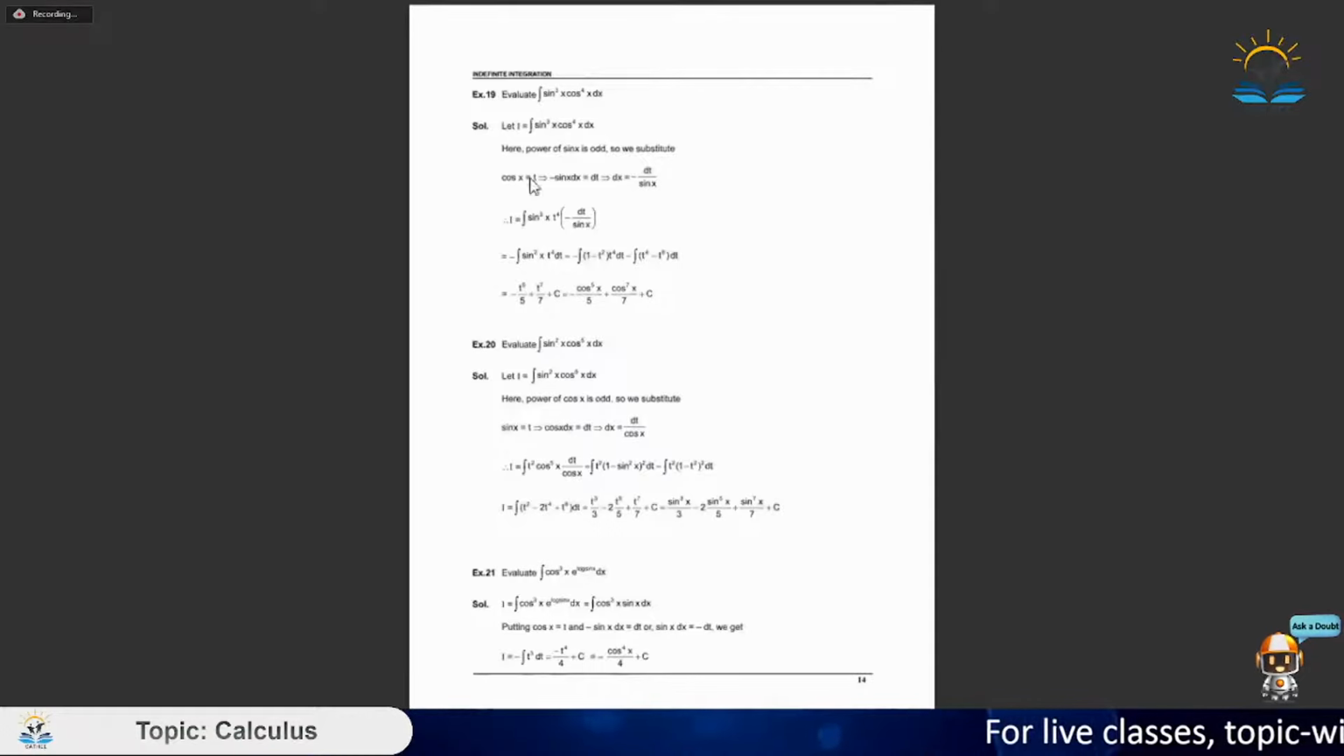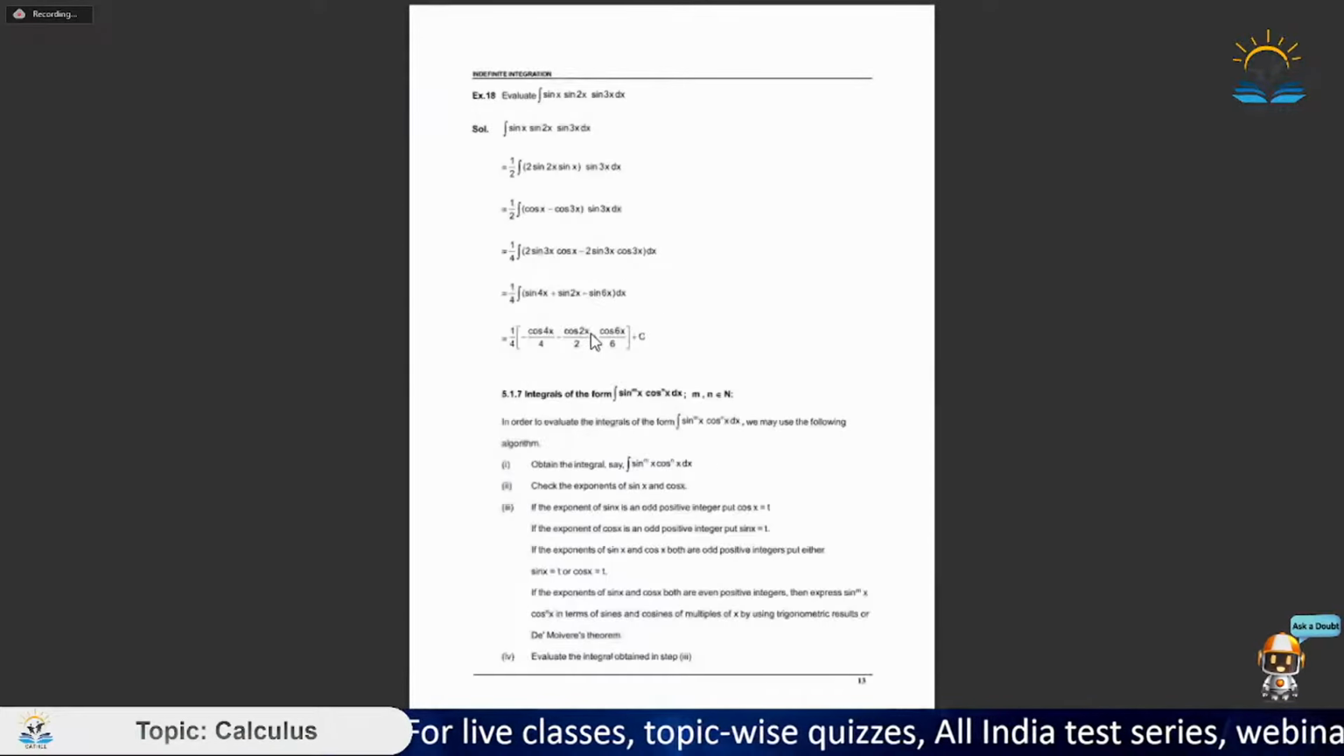but if you see this formula, you will understand that it is very easy. You just have to remember this. If the power is odd for cos x, then we will replace sin x by t, and vice versa for the power of sin x. Okay.